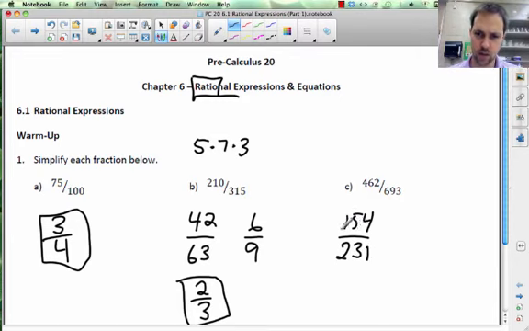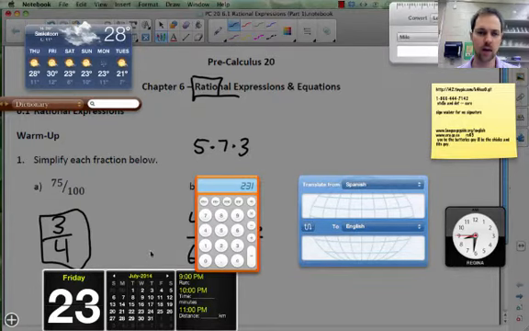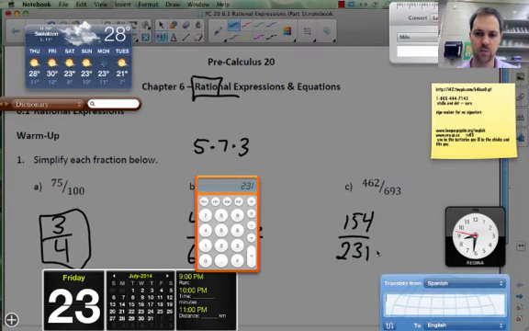You can keep trying. They won't divide by 3 again. They don't divide by 2. So they won't divide by any even number. They don't divide by 5. You could try 7. You could try a couple other primes. 154 divided by 7 is 22. 231 divided by 7 is 33.